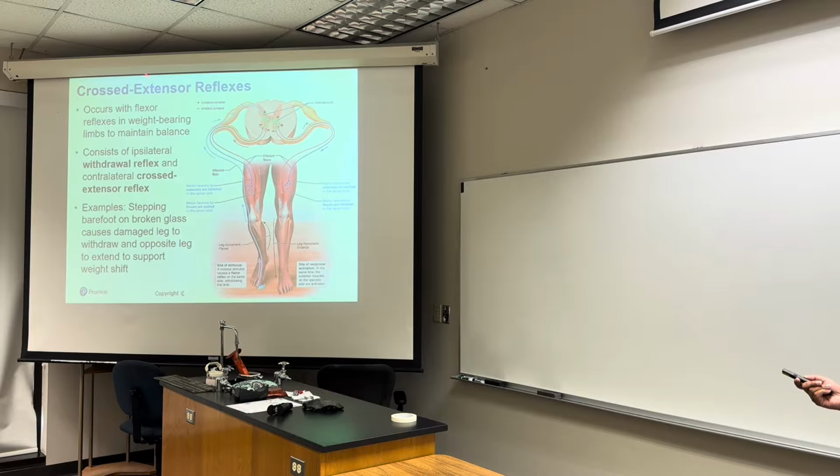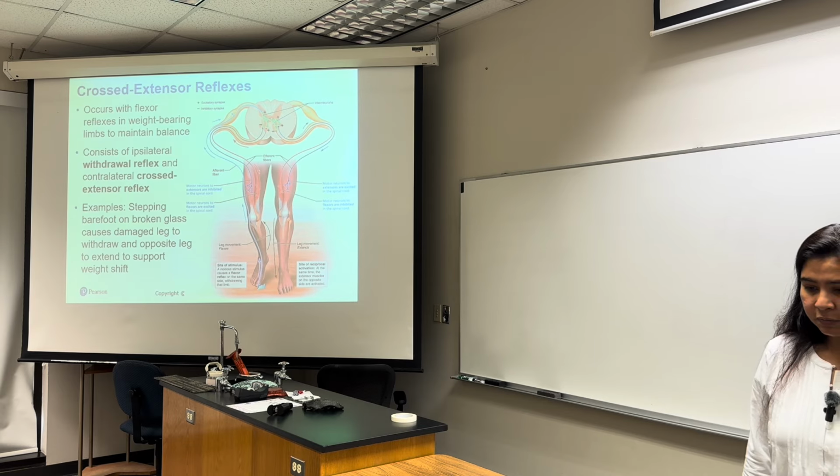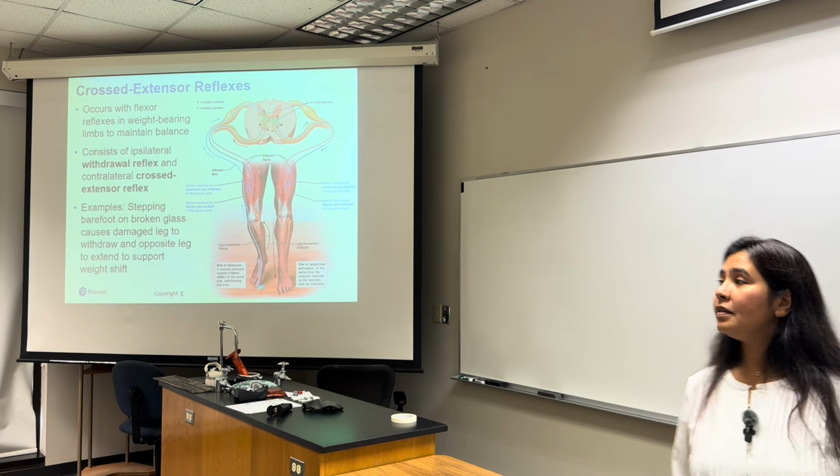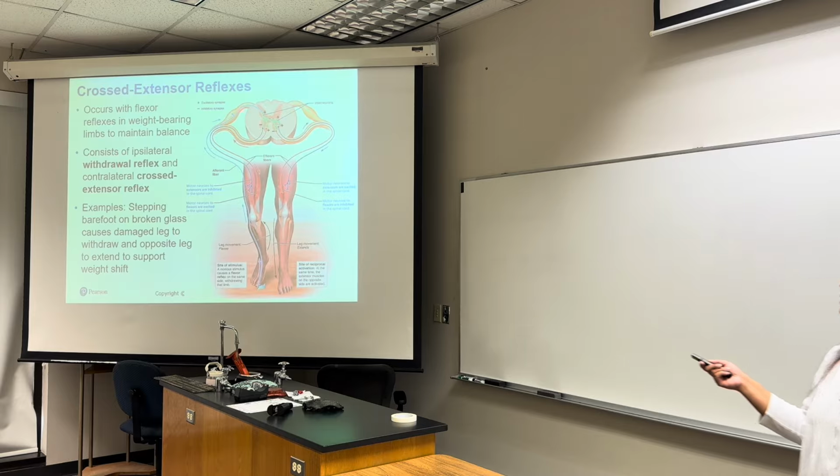Okay, so have you ever noticed these crossed extensor reflexes? For example, if you have a tear or pain in one leg, what do you want to do? You do not want to put your foot down properly right here. Now to balance, what do you have to do? You have to use the other leg. That is called the crossed extensor reflex. It occurs with the flexor reflexes in weight bearing limbs to maintain balance.